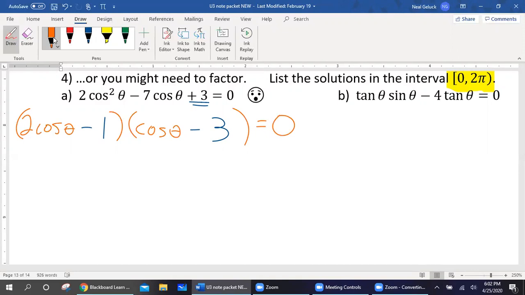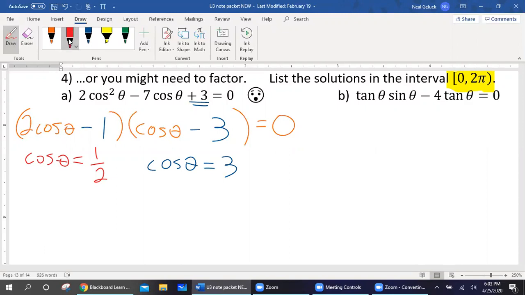Now, remember what you used to do if that was an x. If I had 2x minus 1, you would tell me that x equals a half. Same logic, except it's not that x equals a half, it's that cosine equals a half. And on the other factor, cosine would equal 3. So that's the algebra part of this. Now we get into the trig.